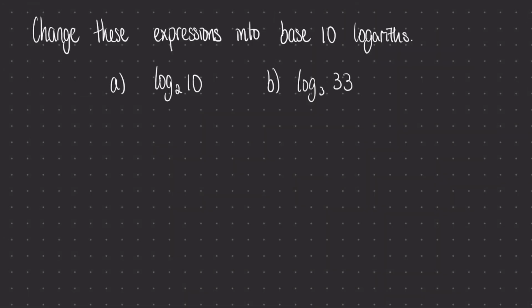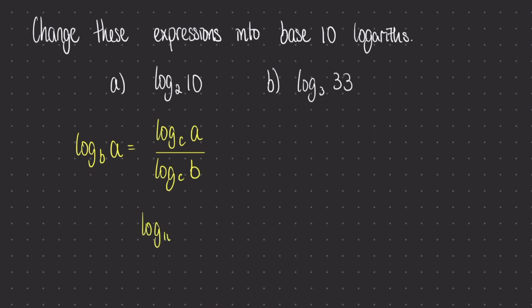Let's take a look at these examples here. We want to rewrite these logarithms with log to the base 10 instead of their current bases. Let's write down our rule that we've learnt. Log to the base b of a is log to the base c of a over log to the base c of b. In this case, we want the new logarithm to have base 10. So what we're going to do then is replace c with 10, b is 2, and a is 10. So log to the base 10 of 10 over log to the base 10 of 2. And this will be my expression in log to the base 10.